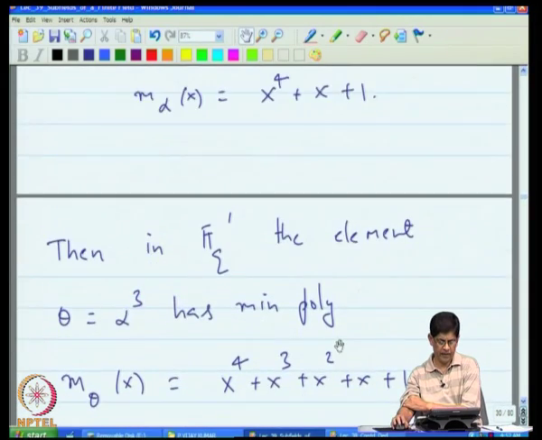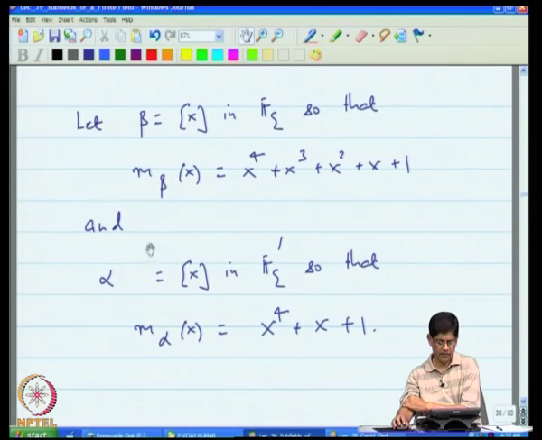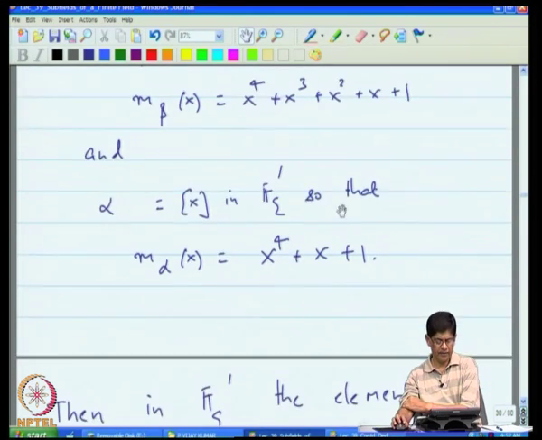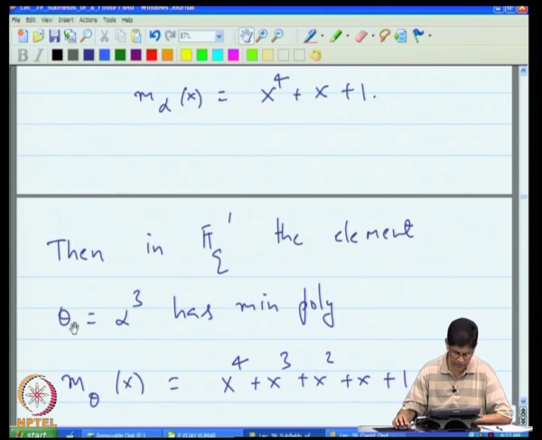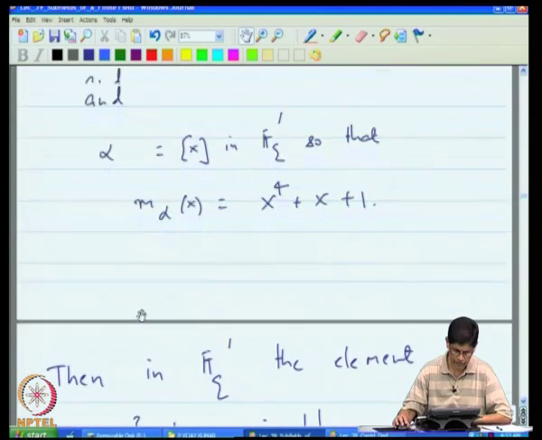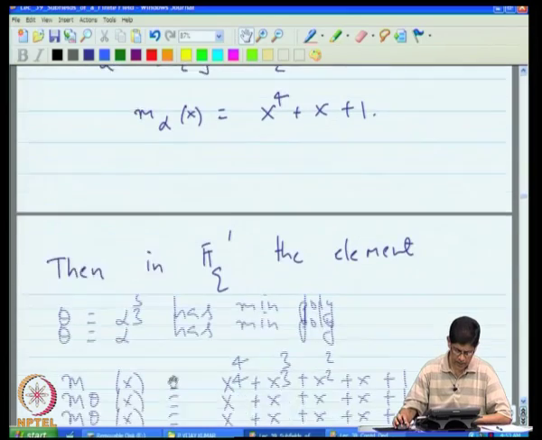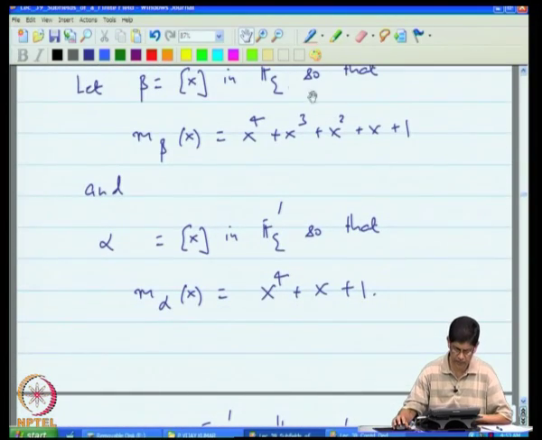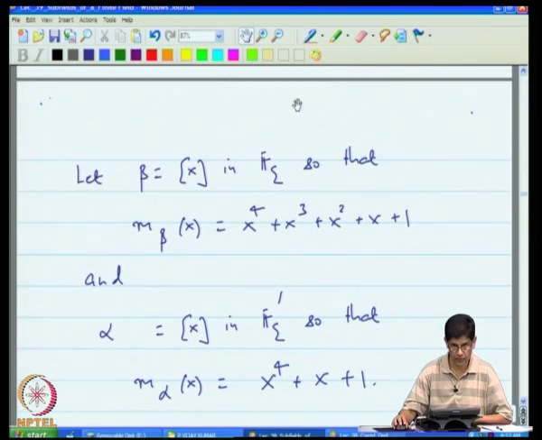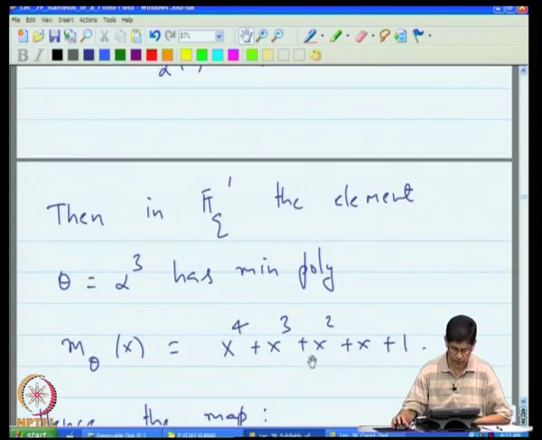we have to identify an element in this second field which has this particular minimal polynomial, and it turns out that there are ways to do it. For example, you can show that if theta is alpha cubed, okay, then this element theta has minimal polynomial which is exactly this minimal polynomial of beta in the first field, okay.